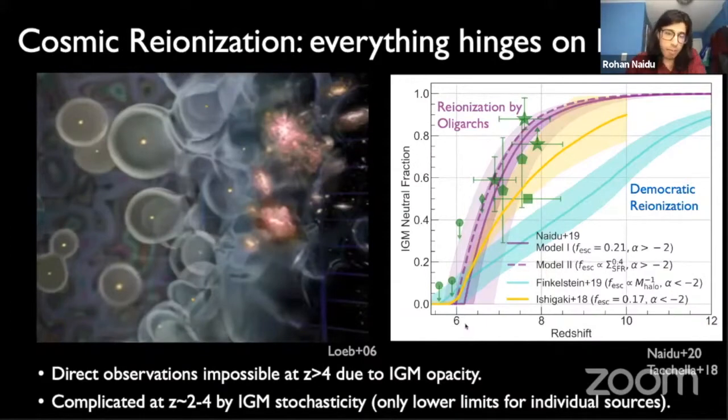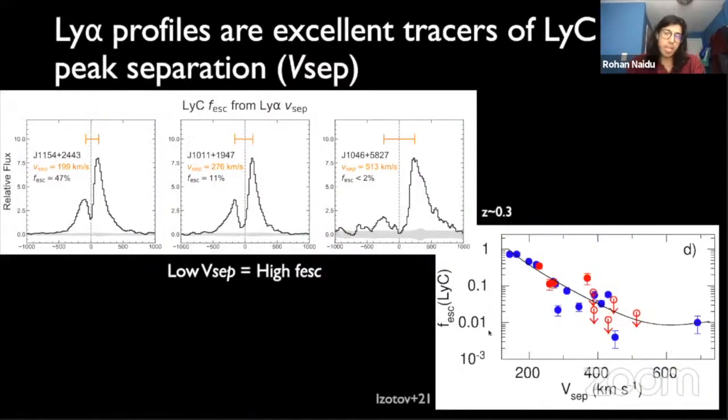And progress on escape fractions has been so difficult because direct observations are impossible at higher redshifts. And even at slightly lower redshifts, things are really complicated because of the stochastic nature of the IGM. So you only have lower limits to individual sources. So what we often do is we look for indirect estimators of Lyman continuum escape. And the highest fidelity indirect tracer that has emerged in recent years is the Lyman-alpha line profile.